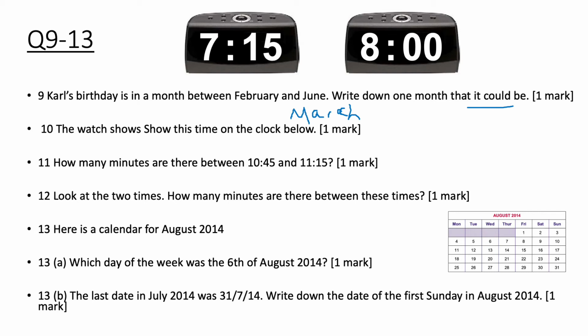Number 11. How many minutes are there in between 10:45 and 11:15? Well, 10:45 to 11 o'clock is going to be 15 minutes, and then add 15 again is going to be 30 minutes. So 10:45 to 11 o'clock, I'm going to add 15 minutes. Remember that it's 60 minutes in an hour. So when these two digits after the two dots hit 60, it goes to 00, and then it repeats the cycle again from 0 to 60.